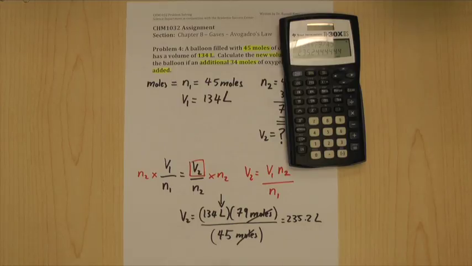Now, significant figures. We have 3 sig figs here, 2 and 2. So my final answer has to have 2. So the final answer here will be 240 liters. And if you want to be cool, put a square around your answer. So that way it's clear to everyone what your final answer is.